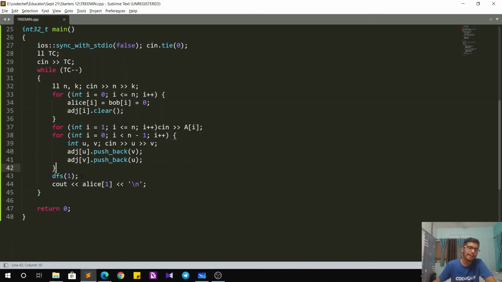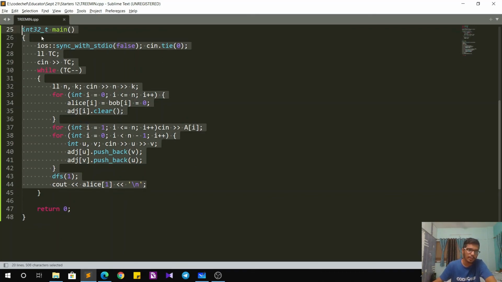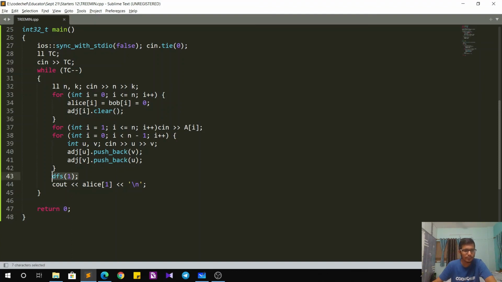After that, I run my DFS from the root node, that is 1. And finally, my answer after doing all the DFS is what will be the score of the game if Alice begins at node 1, that is the root node. Okay, so this is the main function that we have. Now let's see the DFS function where all the main part takes place.